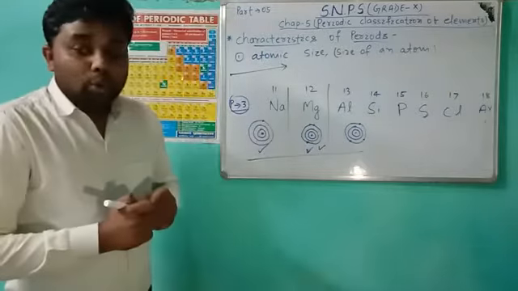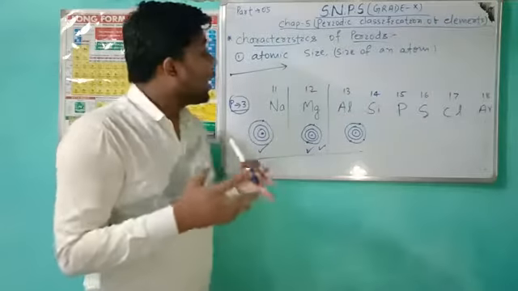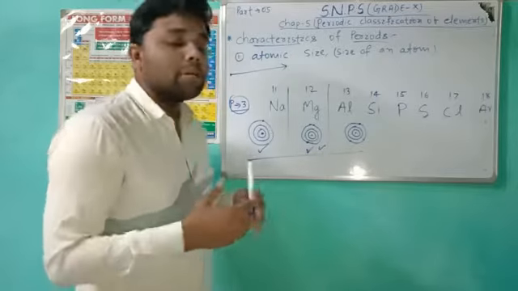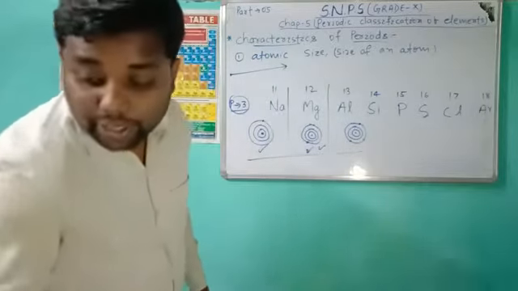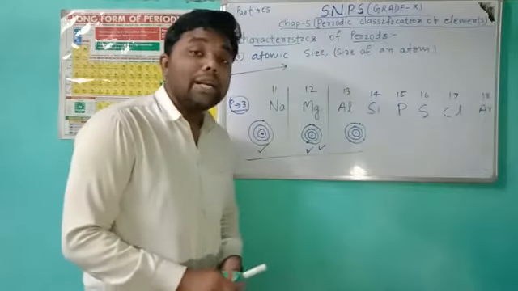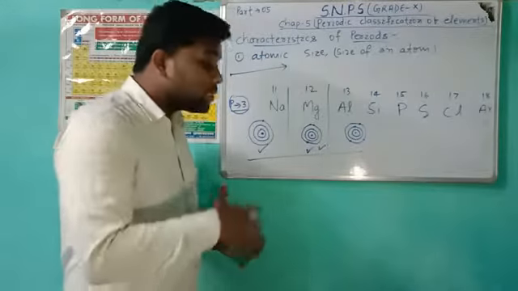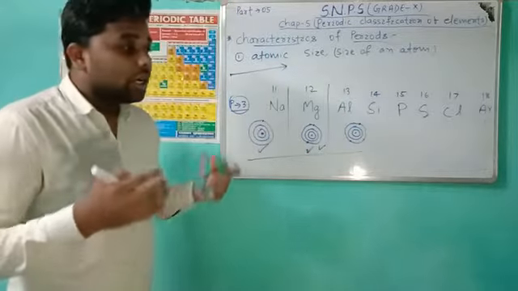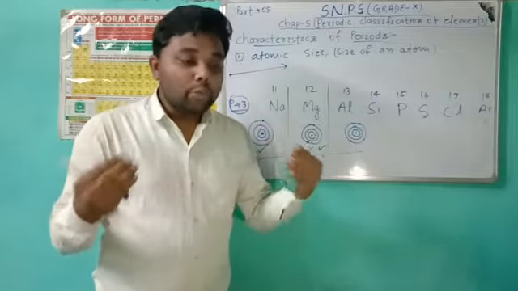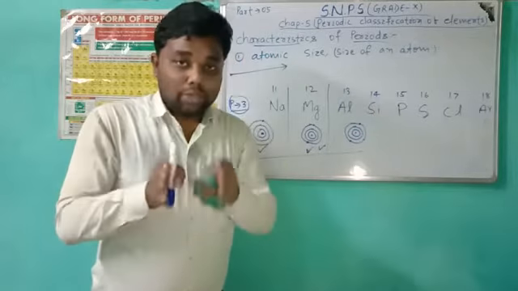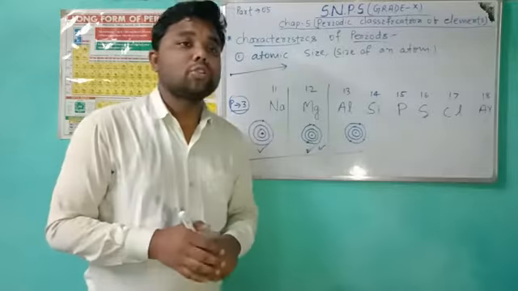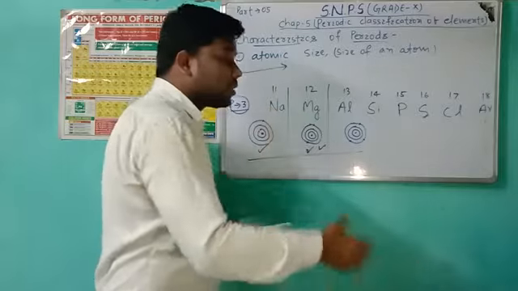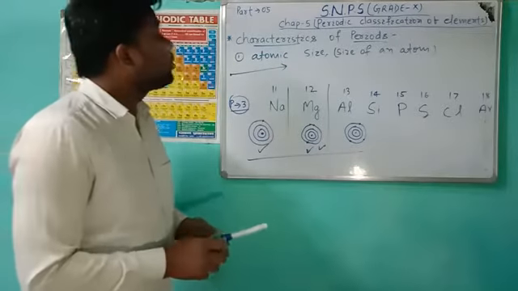So I hope it is clear to you why, when we go left to right in the periodic table, the size of an atom decreases: because the attraction force between the nucleus and the outermost shell's electrons regularly increases, because the atomic number increases. We can say that the force between the protons, that is the nucleus, and the outermost shell's electrons regularly increases, so the size shrinks. Okay, so it's all about the atomic size.